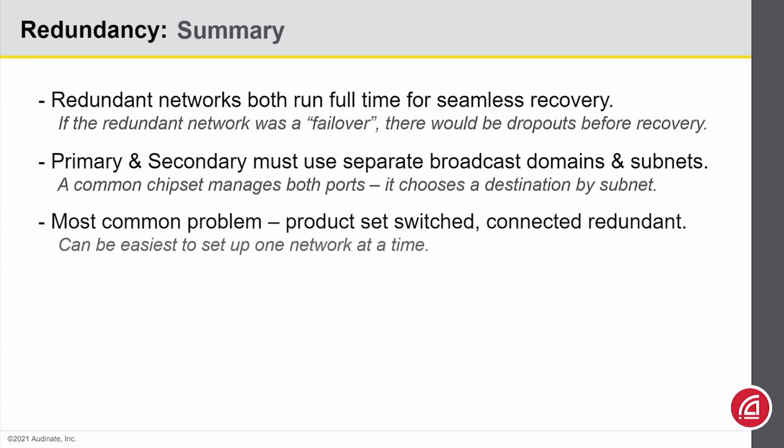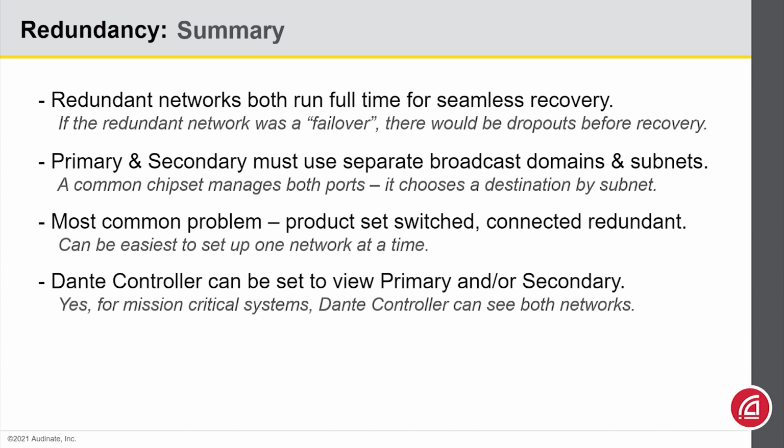The most common problem people have when setting up a redundant network is that they accidentally leave a device in daisy chain mode when they connect it redundantly. A best practice is to start by connecting one network at a time and verifying that all of your devices are set properly. Of course, when you're setting up a system, Dante Controller can be used on the primary network, secondary network, or for mission-critical events, both.